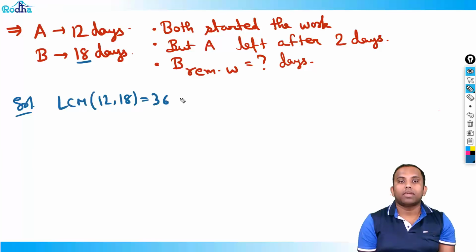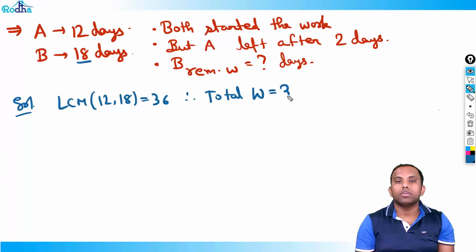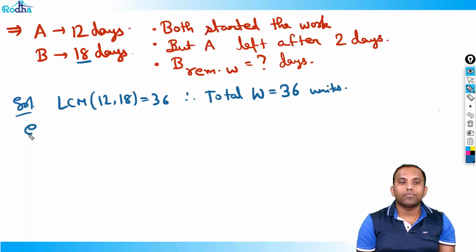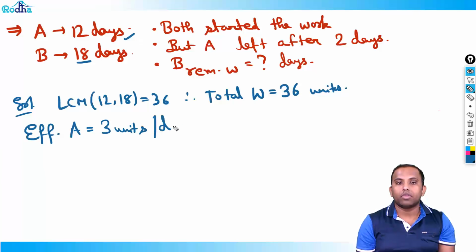Therefore, total work for this question is 36 units. What is the efficiency of A? He does 36 units of work in 12 days. So what is his per day work? 3 units per day. What is the efficiency of B? He does 36 units of work in 18 days. So the efficiency of B is 2 units per day.